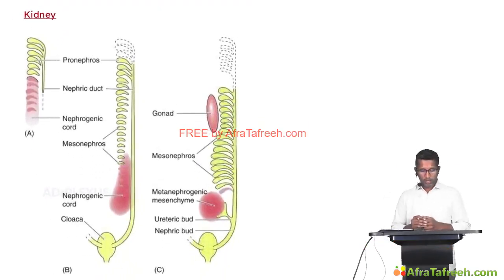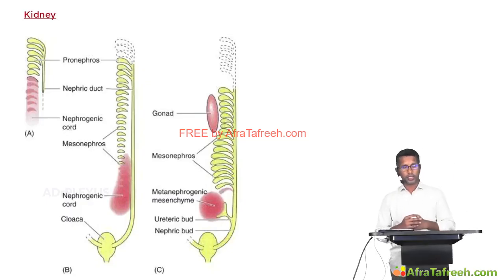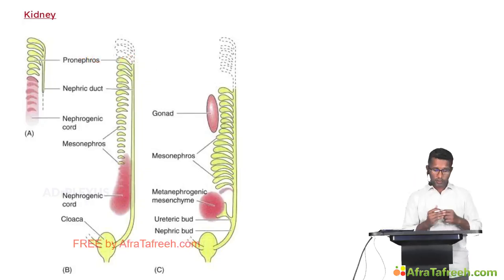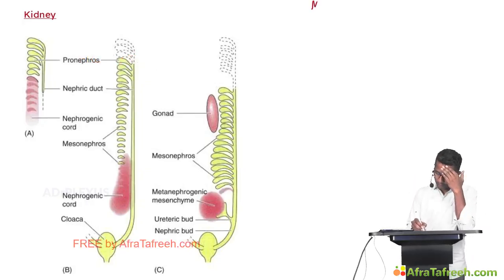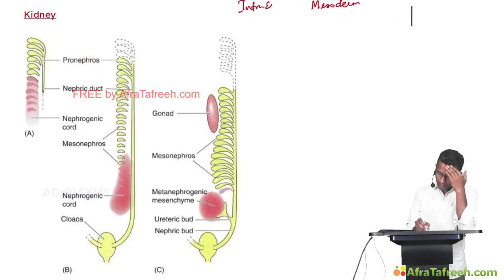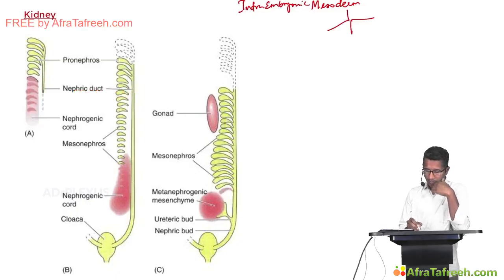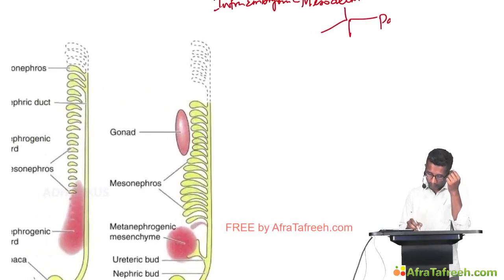See, if you take the urogenital system, it arises from a mesoderm called intermediate mesoderm. You've got three mesoderms. The intra-embryonic mesoderm is divided into three parts. One is called the para-axial mesoderm.